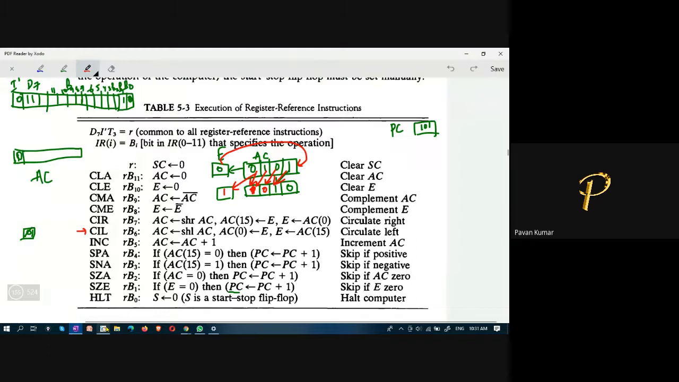Complement E means E equals E bar. If E is 0, what do you do? E equals E complement, so E would become 1. AC equals AC bar means what? If AC has a value of 0011, considering 4 bits, complement means it would become 1100.